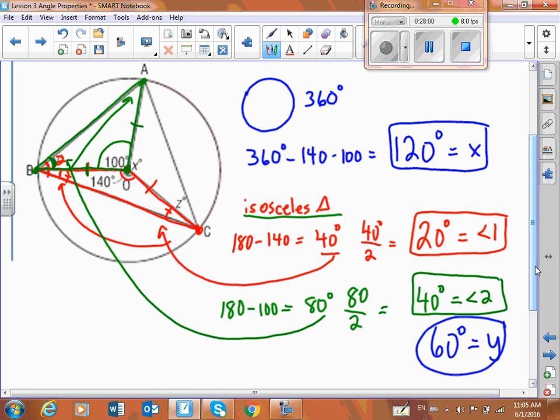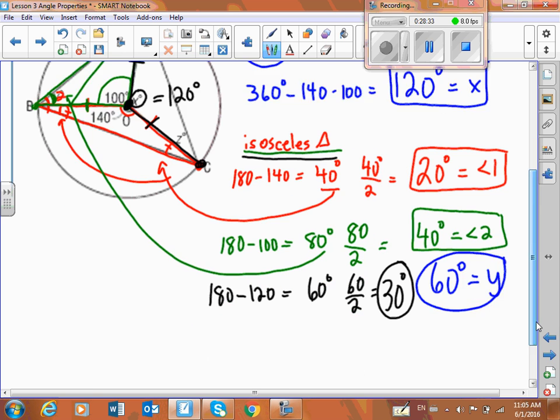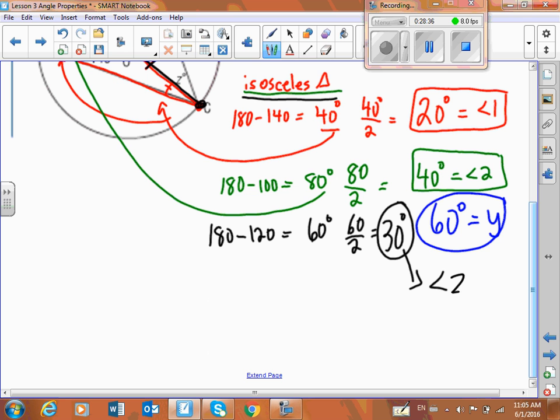Almost done. Angle Z. Angle Z is nice and easy. Now we know how to do this. Angle X, we figured out, was 120 degrees. Again, look at O to C. Look at O to A. Radii. Radii. We have another isosceles triangle. This time I've used up 120 degrees of my 180. So I have 60 degrees left to play with. 60 degrees between those two angles. 60 divided by 2. 30 degrees. That's what angle Z is going to be.